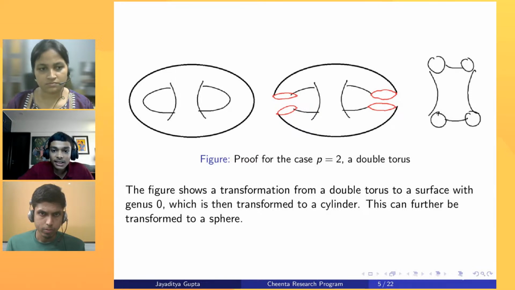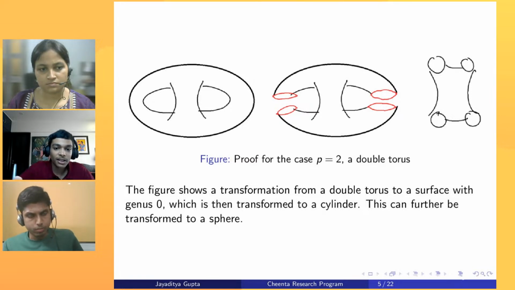Now think of this figure as a clay model. If it is a clay model, we can compress it so that it forms the third figure, which is just a cylinder. And we know that a cylinder can be transformed into a sphere. And because we knew that the formula holds true for a sphere, that is V minus E plus F is equal to 2 after adding the 4 extra faces, for the original surface the formula was V minus E plus F is equal to 2 minus 2 into 2, which is minus 2.